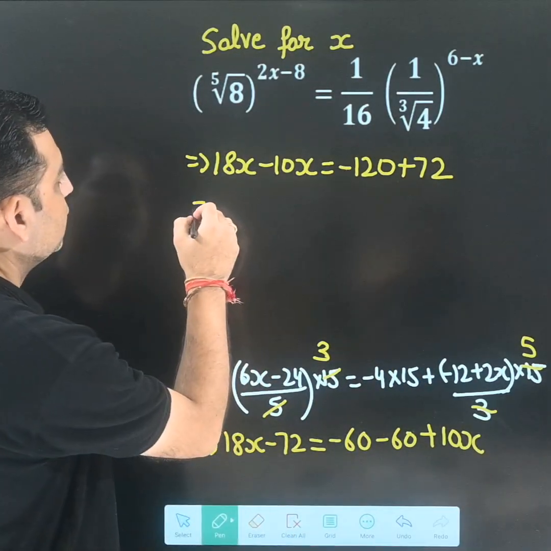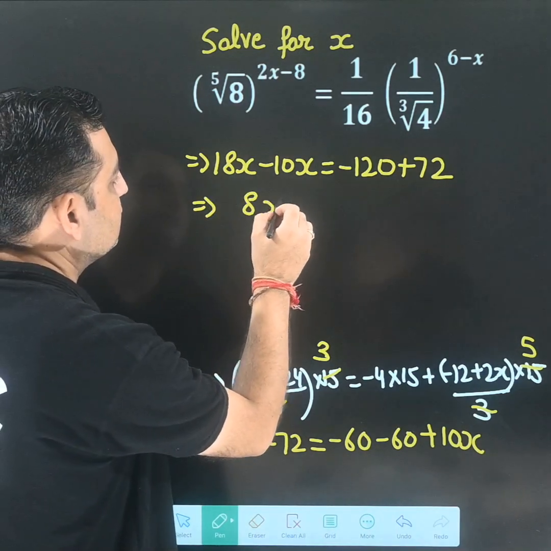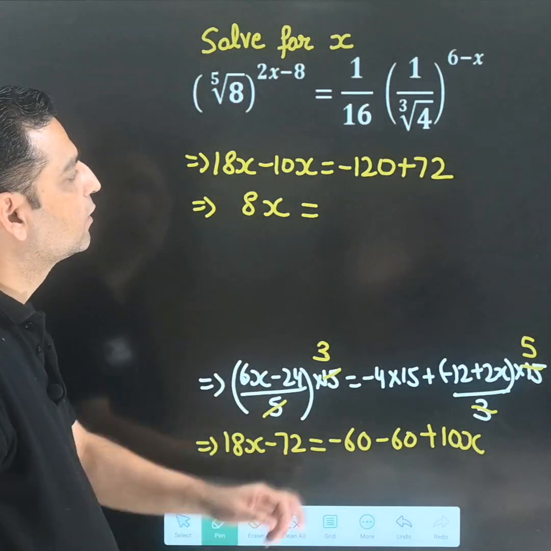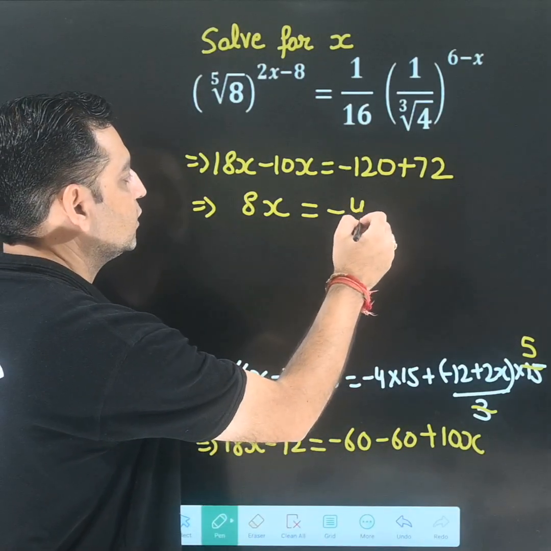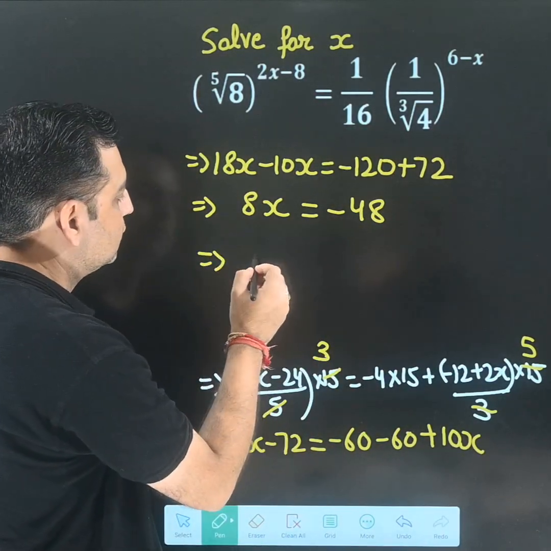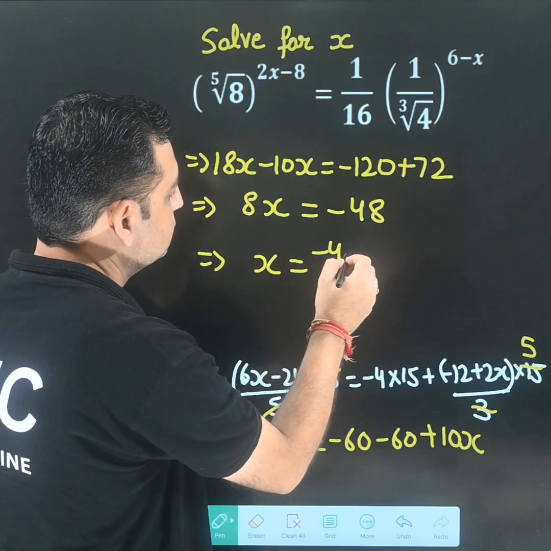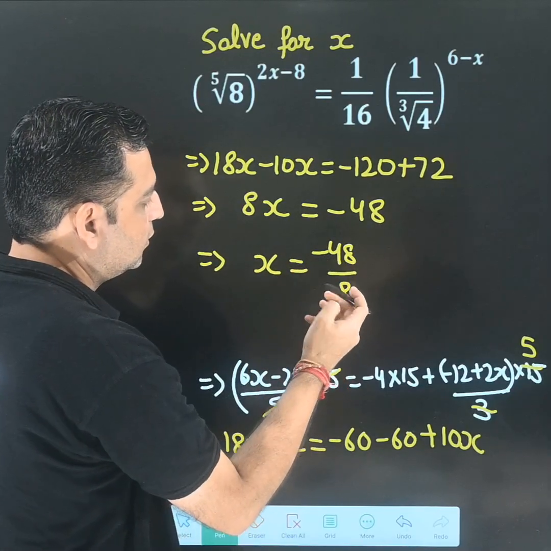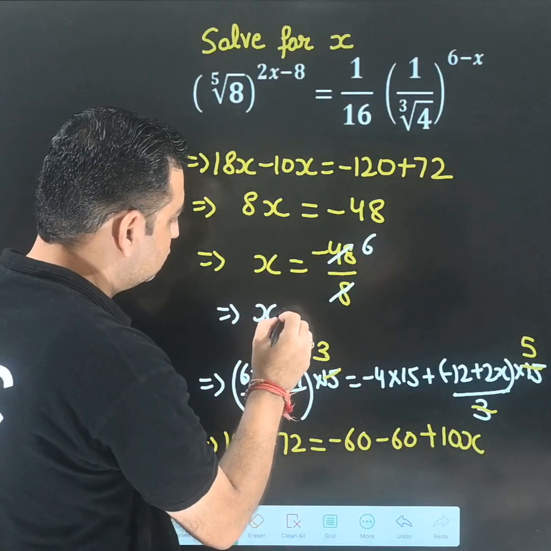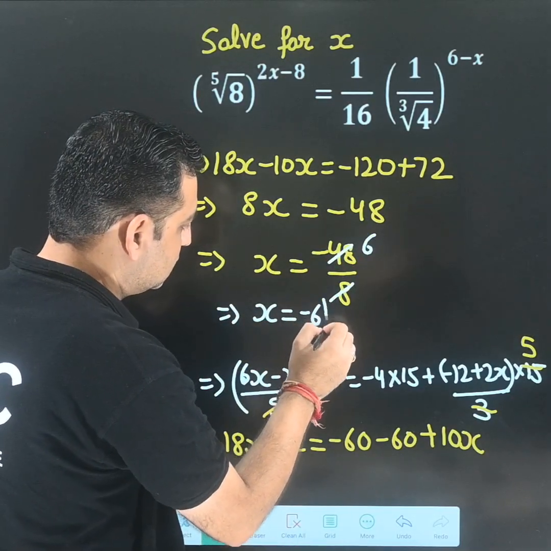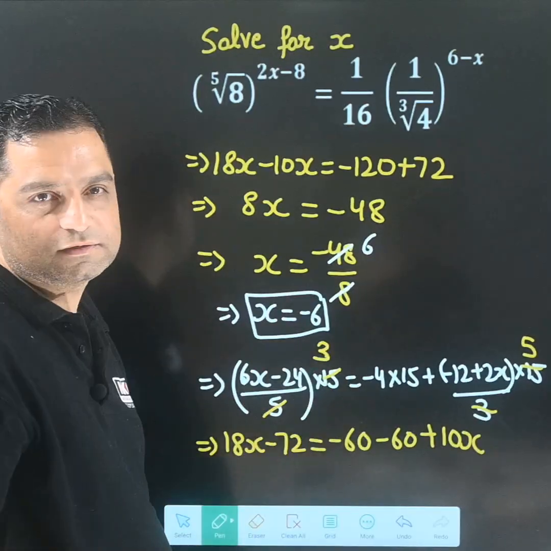Okay, now 18x minus 10x is 8x only. And minus 120 plus 72 is minus 48. Then divide by 8. 8 cancels this 48. And finally, the solution of this question is x is equal to minus 6.